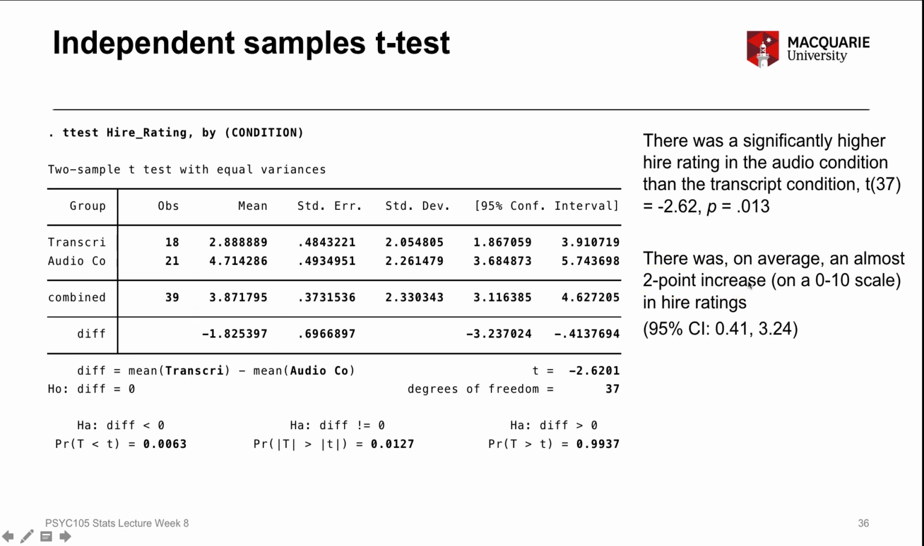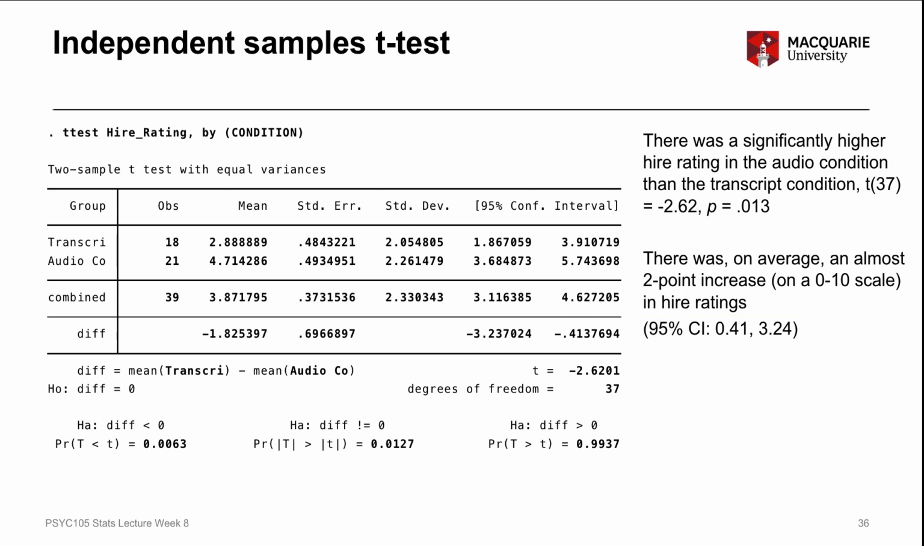We can also talk about our confidence interval. So the 95% confidence interval around that difference ranges from 0.41 to 3.24. And we're interpreting that as saying that we're 95% certain that in the population, the benefit that you get from being in the audio condition ranges from 0.41 units to 3.24 units.